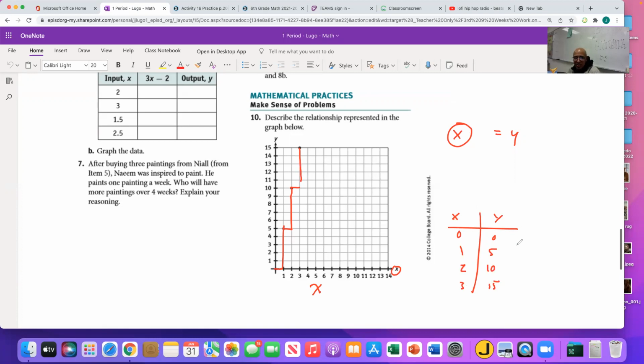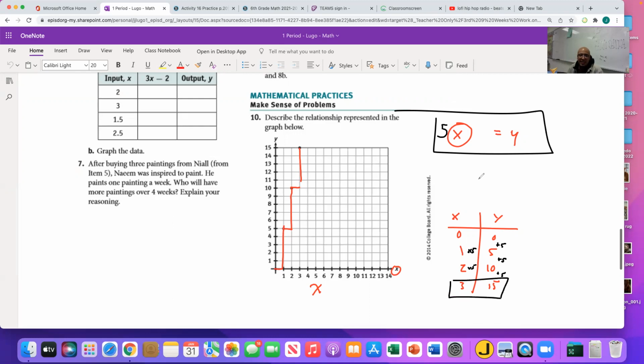So what is the relationship? Notice that we're going up by 5s. So repeated addition is multiplication. So we're literally multiplying by 5. And that's it. We're taking our x and we're multiplying by 5. So 5x will give us our y. Notice 5 times our x, which is 3, that should be 15. And that is exactly what I have down here. So that is the relationship.